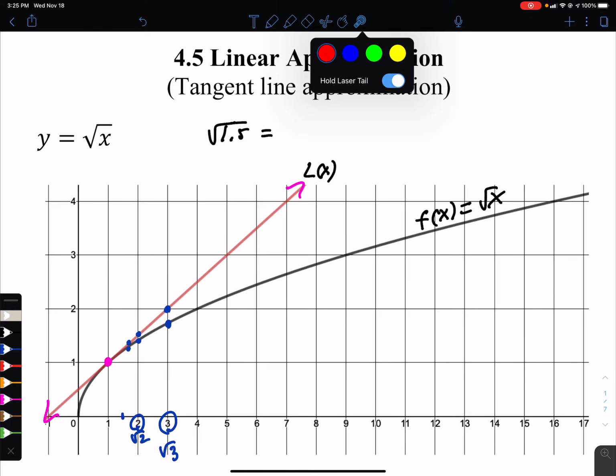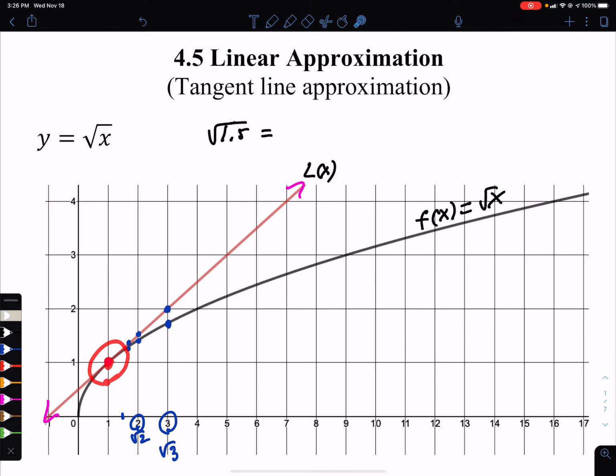And one thing to take away, here's the point of tangency. If I pick points around the point of tangency, wow, that red line is really close to the black line. But the farther I get away, look at that, the error just grows and grows. So a linear or tangent line approximation is only good close to the points of tangency. So you want to pick a point of tangency that's close to the point you're trying to approximate.